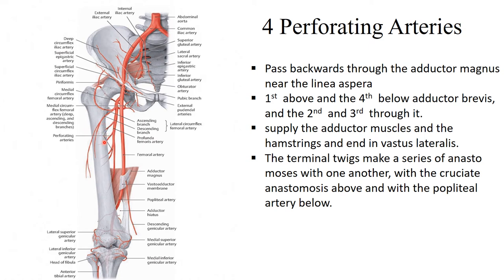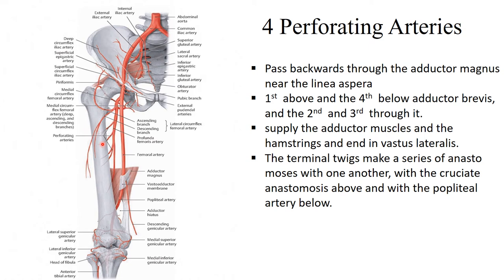That means the hamstring. And then it anastomoses with the first through this ascending branch and with the third through the descending branch. So that's how they form the series of anastomoses on the back of the thigh. And it also gives rise to the nutrient artery of the femur.